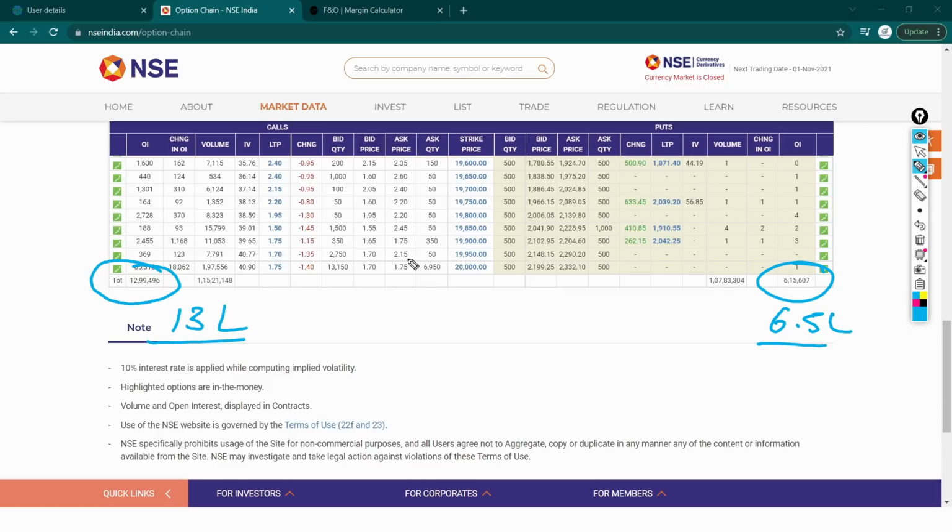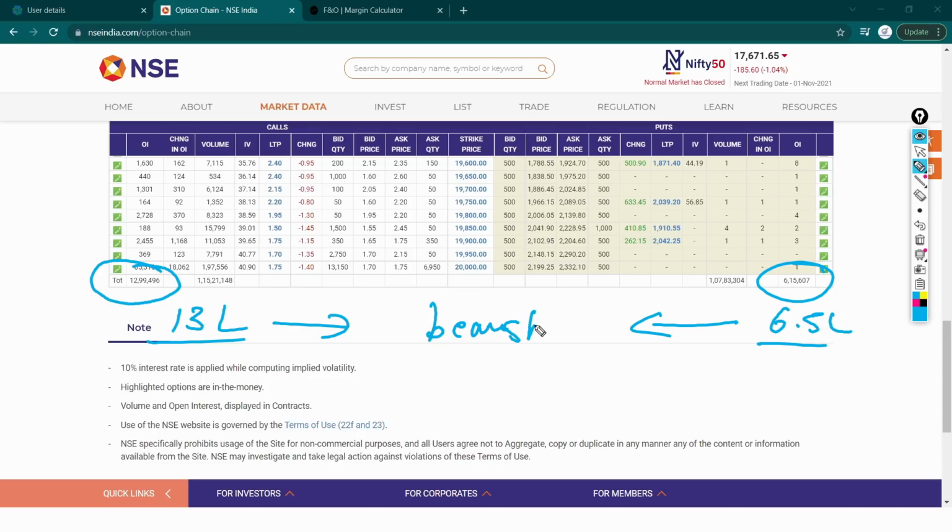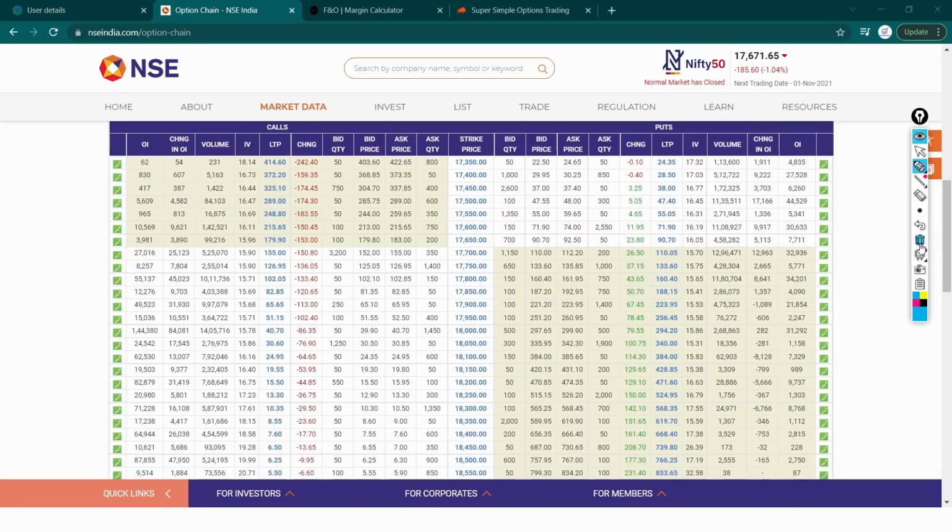So now looking at these two, you tell me what the sentiment in the market is. You can pause the video and go back and see that again. So what is the sentiment in the market? The answer is pretty easy. It is definitely bearish. Why bearish? That is because there are a lot more call contracts compared to put contracts. So this simple thing suggests that the market is more bearish than bullish, because there is more call writing happening.